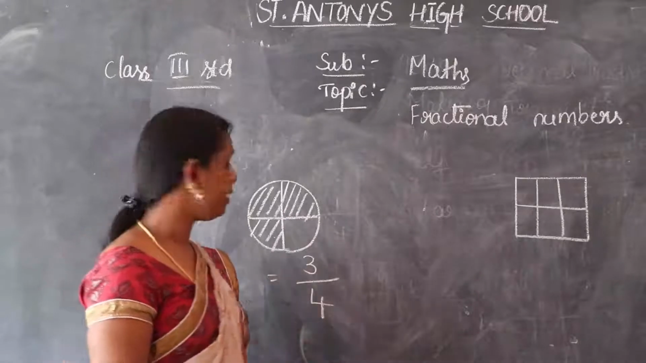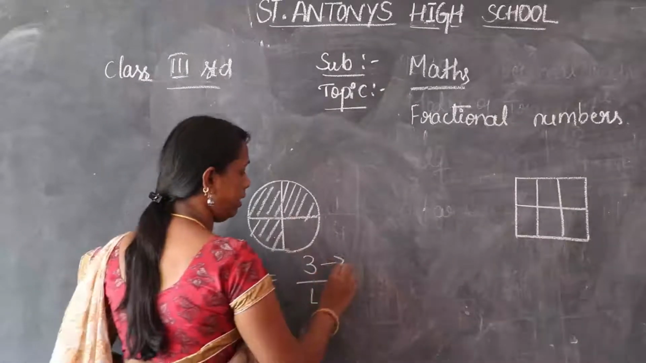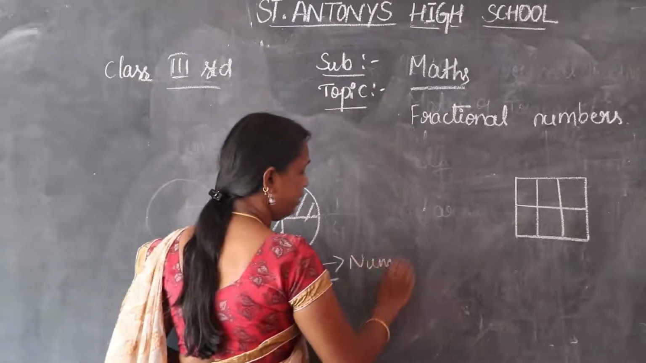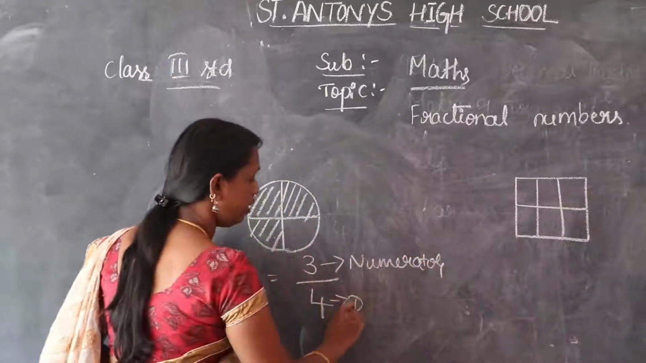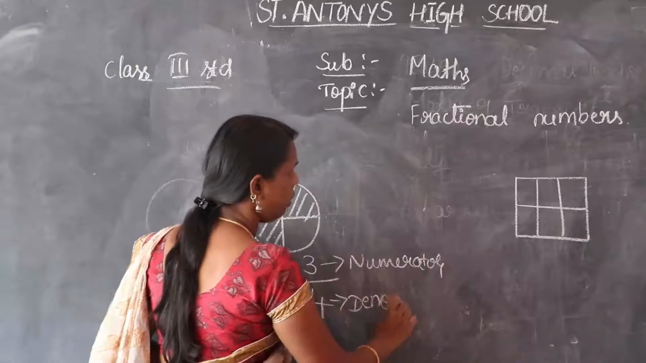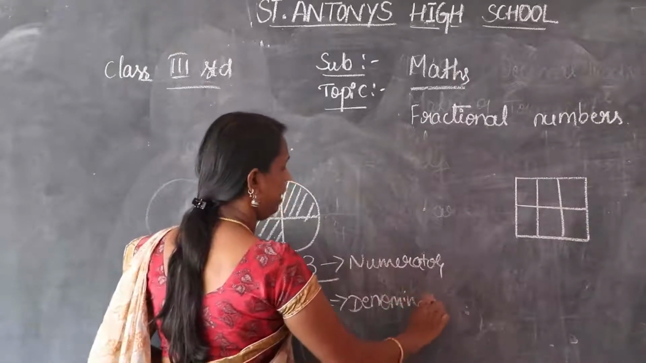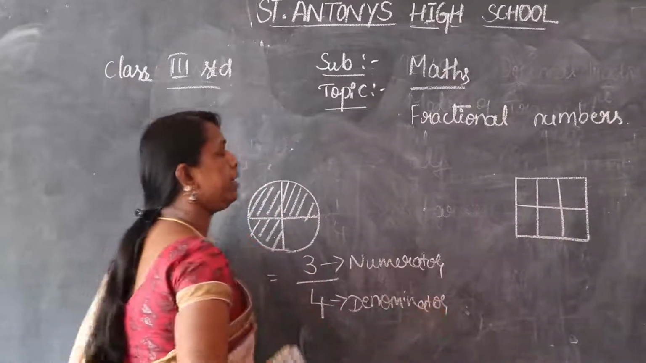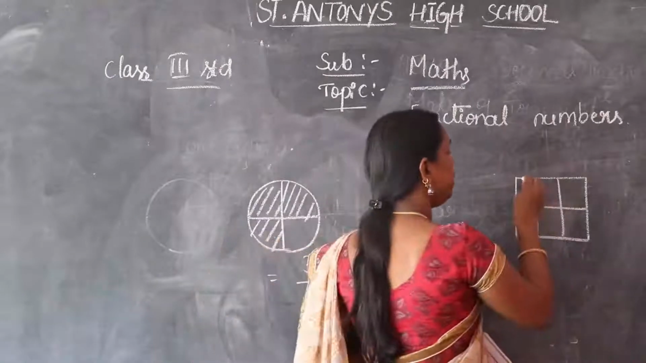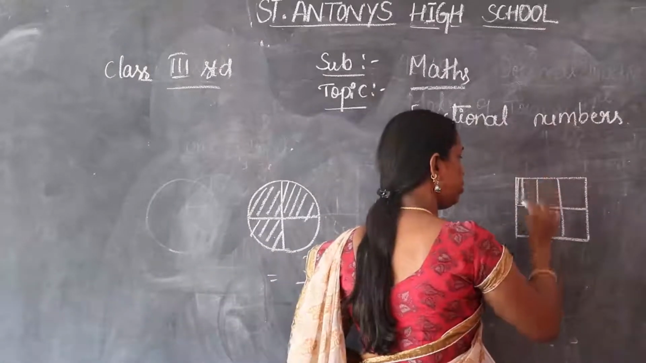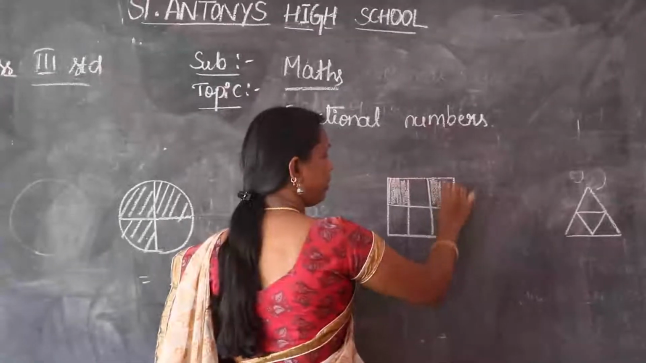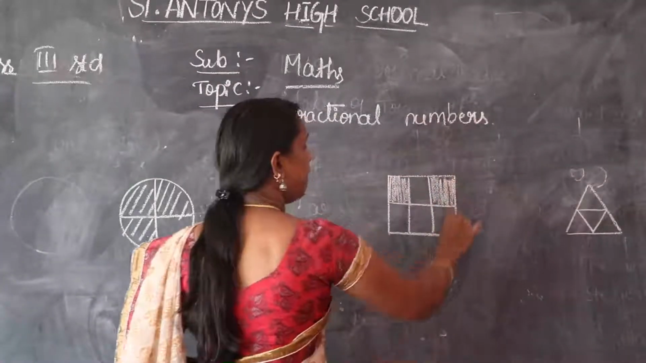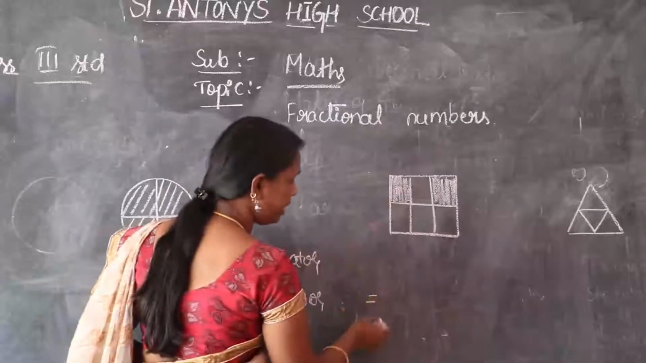3/4. And 3 here is the numerator, and 4 is what? Denominator. 4 is the denominator. And here, if you take this, I will shade 2 parts. 1, 2. The total number of parts we can write in the denominator place.